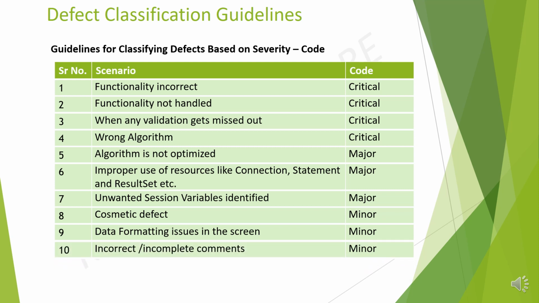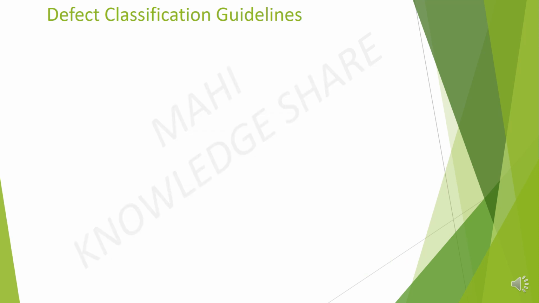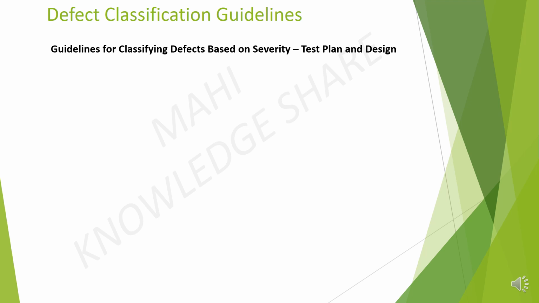Scenario 10, incorrect or incomplete commands. Severity is minor. And the last one is scenario 11, standards or checklist not followed. Severity is minor. Guidelines for classifying defects based on severity for test plan and test design related activities. Here we will explain using scenario related to test plan and test design versus severity rating.